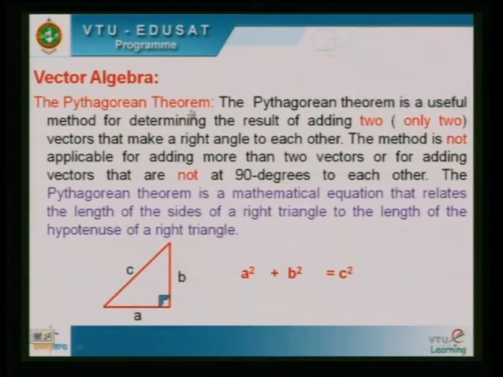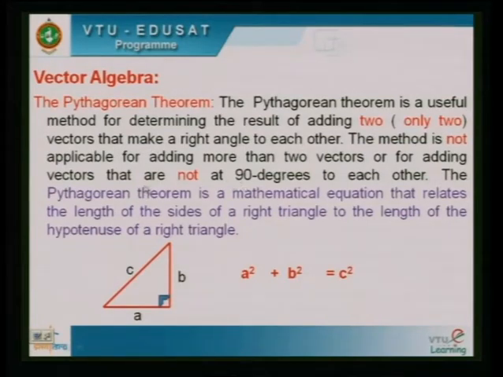In a similar way, all of us are familiar with the Pythagorean theorem, because we have been using this theorem since high school. Now I want to use the Pythagorean theorem in vector algebra, and you will come to know how we use it in a minute. The Pythagorean theorem is a useful method for determining the result of adding two, only two, vectors. We cannot add more than two vectors using this theorem. So that makes a right angle to each other.